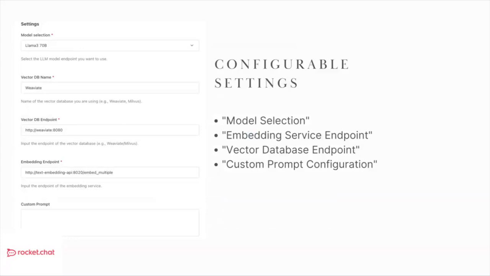One of the most powerful aspects of the AI Query Bot is that it's configurable. The user can adjust the following settings. As you can see from the picture, the user can choose from different models, like Llama 3 for larger, more complex queries, or Mistral for faster responses.